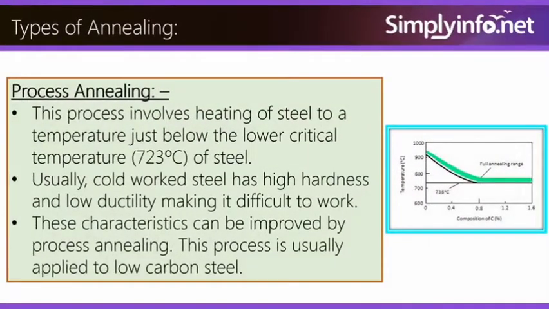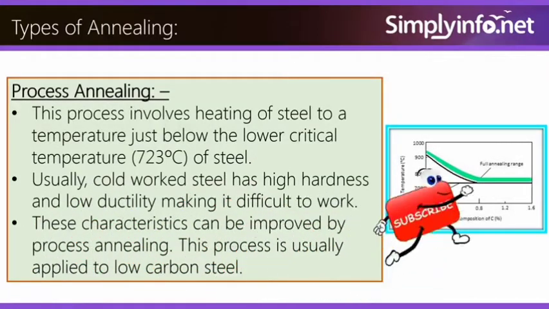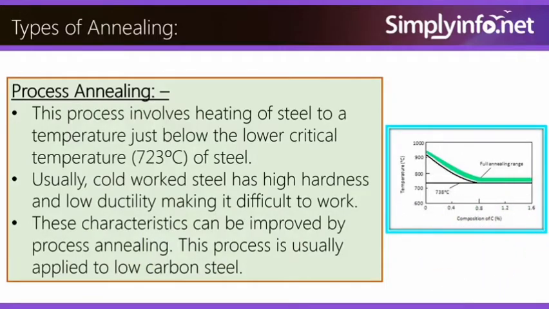Process annealing: this process involves heating of steel to a temperature just below the lower critical temperature, 723 degrees Celsius of steel. Usually, cold worked steel has high hardness and low ductility, making it difficult to work. These characteristics can be improved by process annealing. This process is usually applied to low carbon steel.